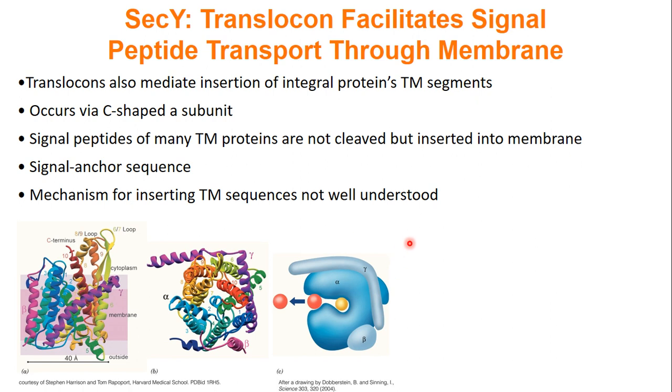We looked at a couple of slides back how the signal sequence is chopped off. This actually doesn't happen for transmembrane proteins. How the translocon inserts transmembrane sequences, we don't really know yet. We just know it is vital for that process.